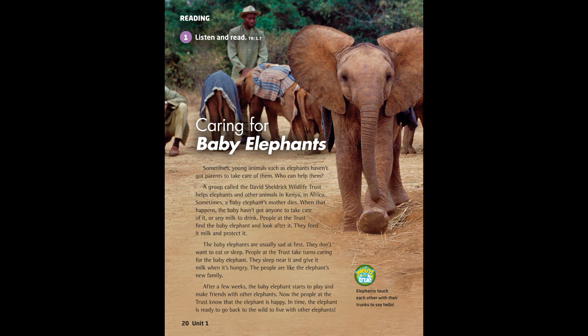People at the trust take turns caring for the baby elephant. They sleep near it and give it milk when it's hungry. The people are like the elephant's new family. After a few weeks, the baby elephant starts to play and make friends with other elephants. Now the people at the trust know that the elephant is happy. In time, the elephant is ready to go back to the wild to live with other elephants.